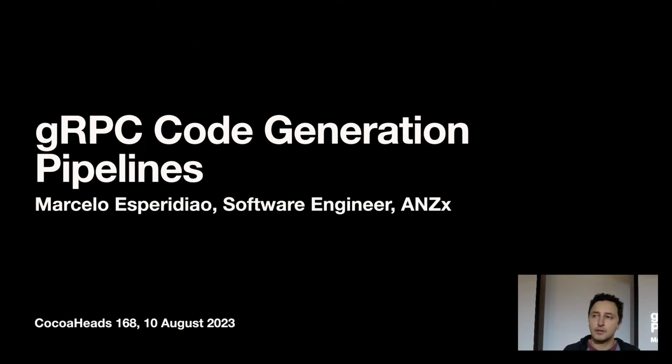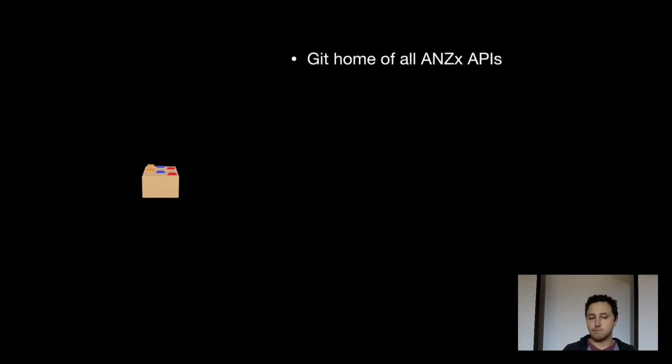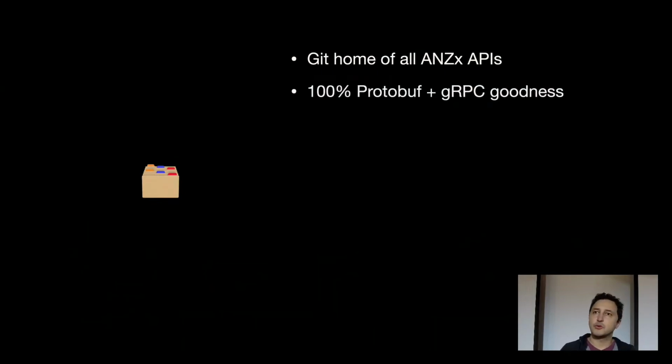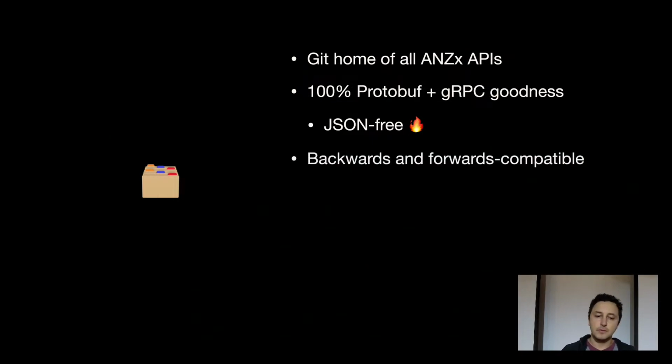To begin with, I'd like to introduce you guys to APIs, right? This is our APIs. And what is it? Well, it's the home of all of ANZX APIs. It's 100% built in protobuf and gRPC. It is absolutely free of any JSON, which, it being protobuf, makes it backwards and forwards compatible.